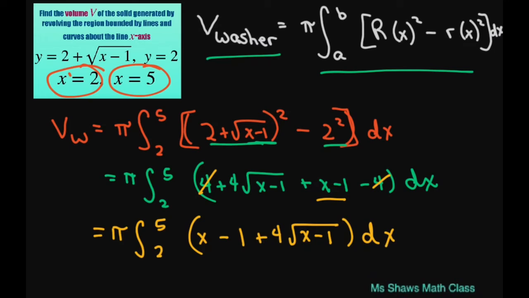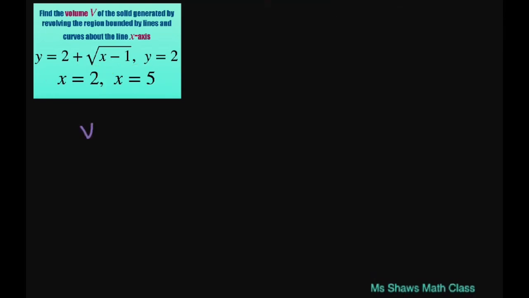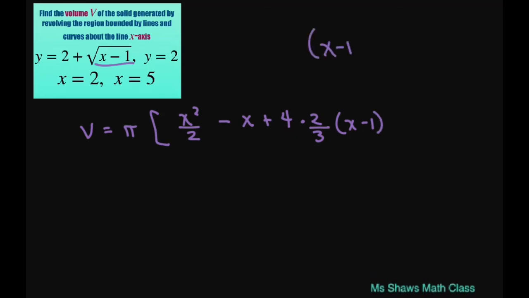All right, so now I can integrate this, and when I integrate it, I'm going to get the volume equals pi times x squared divided by 2 minus x plus 4 times 2 divided by 3, because this is the square root of x minus 1. You can write this as x minus 1 to the power of 1/2, so it's going to be x minus 1 to the 3/2. All right, and then we're evaluating this from 2 to 5.